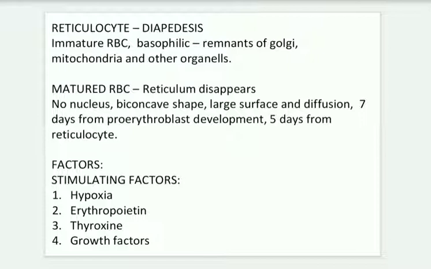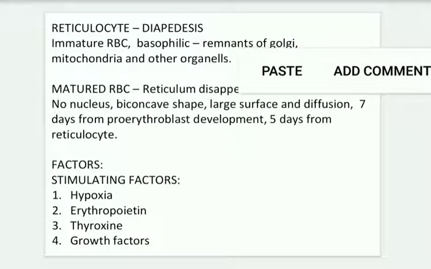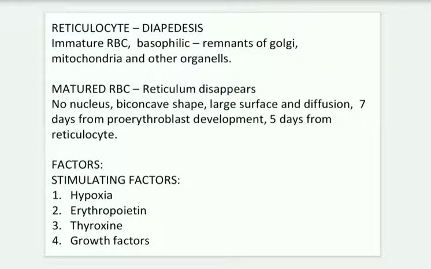Then next comes the matured RBC. What happens in matured RBC? The reticulum disappears. So you can see a matured RBC with hemoglobin but without a nucleus, and the cell has a biconcave shape. It provides a large surface for absorption and spreading to all the blood vessels, that is diffusion. It requires 7 days for development from proerythroblast and 5 days from reticulocyte.